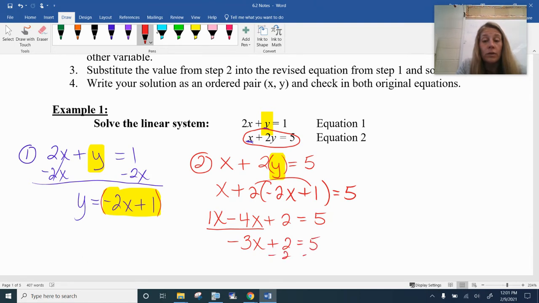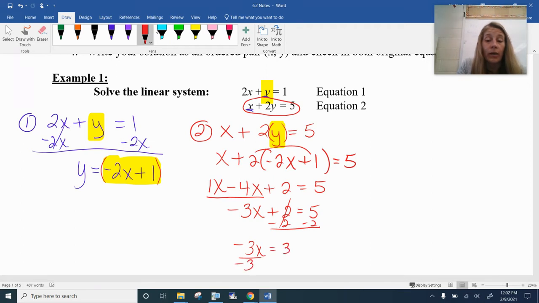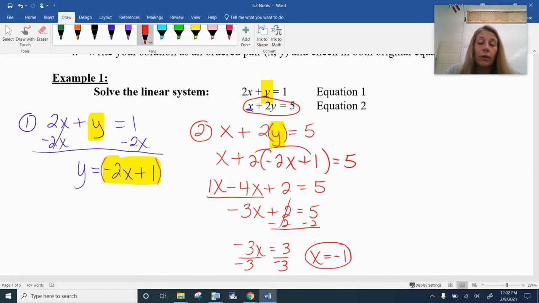And then, of course, finishing it out, we want to get that x all by itself. And we're going to do that by dividing by that coefficient of negative 3. And we're going to have x equals negative 1 for the value of x. So now we still need to solve for the y. The whole point of a linear system is that you're solving for both the x and the y.